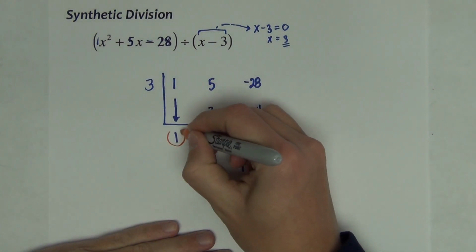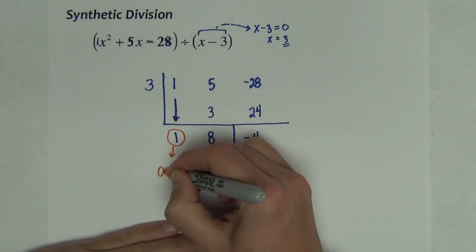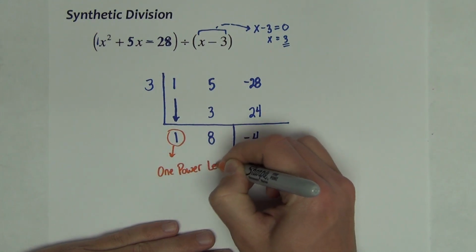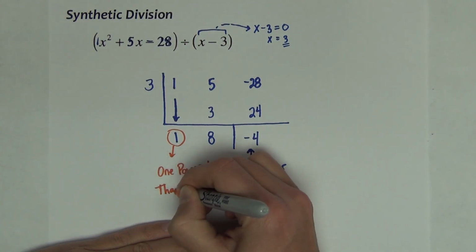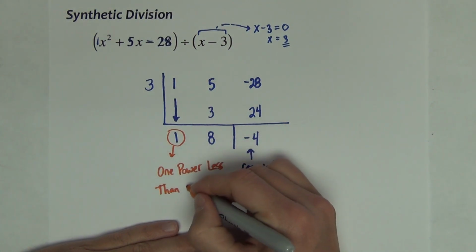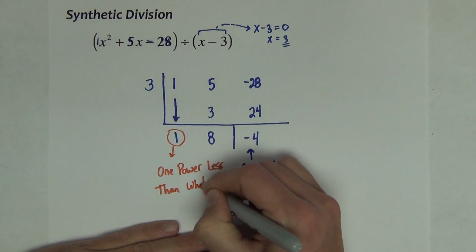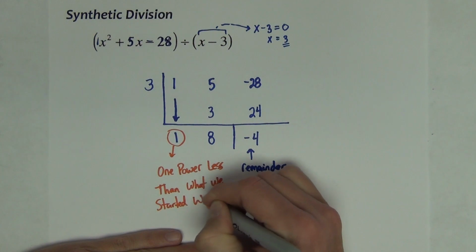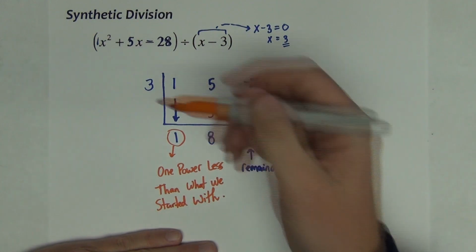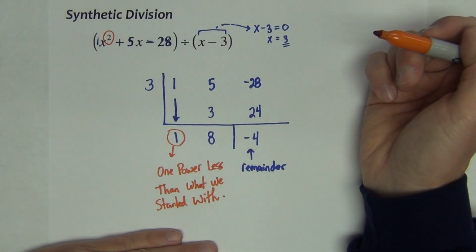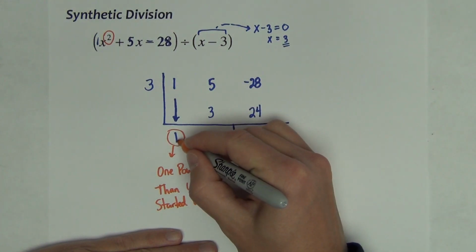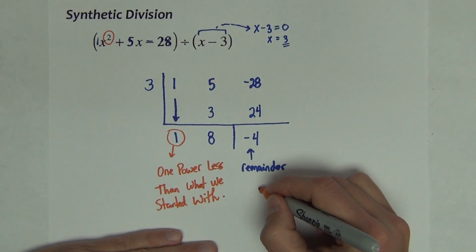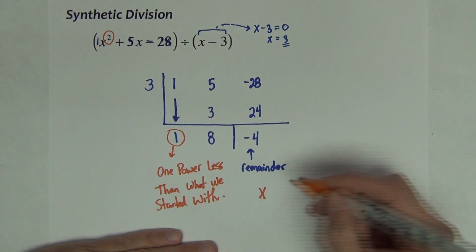This first term here is 1 power less than what we started with. So in other words, we started with x squared. So this 1 right here has to be x to the first. Okay. So I'm going to write that. I have 1 x to the first, which is just x.